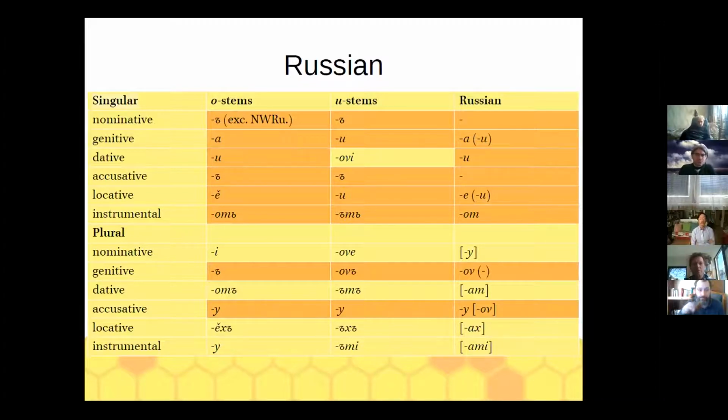So in the right-hand column, you see the Russian endings, and the orange color indicates whether they match the O or U stems. And basically, on the basis of the Russian endings, it's impossible to tell whether the Russian paradigm continues the O stems or the U stems, right? It's a real merger of the two.